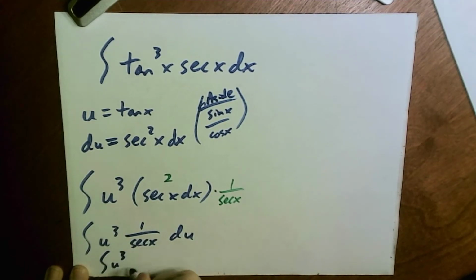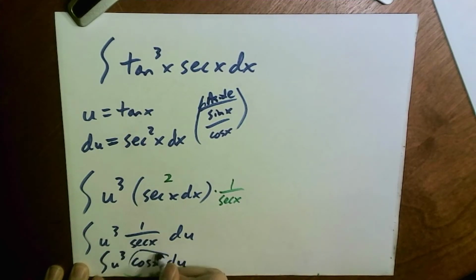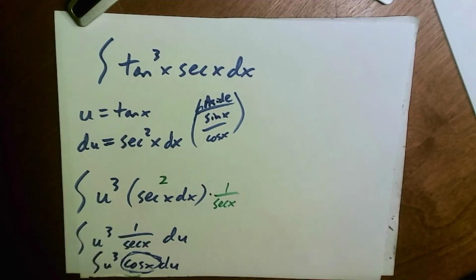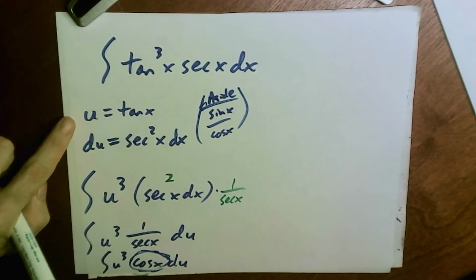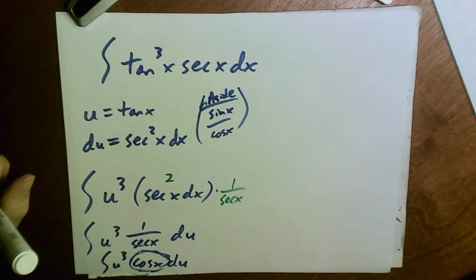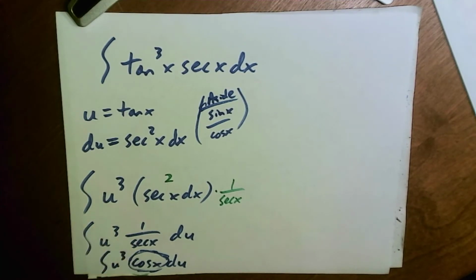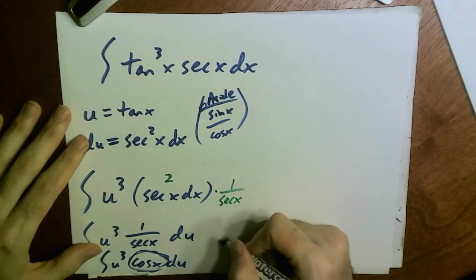And sure, I could write that as cosine x, but we're still left with the problem of how do we write cosine x in terms of u? That does not seem like a good plan, right? I don't like this at all. In fact, it's a little easier if you keep with secant, but it's still awful, right?